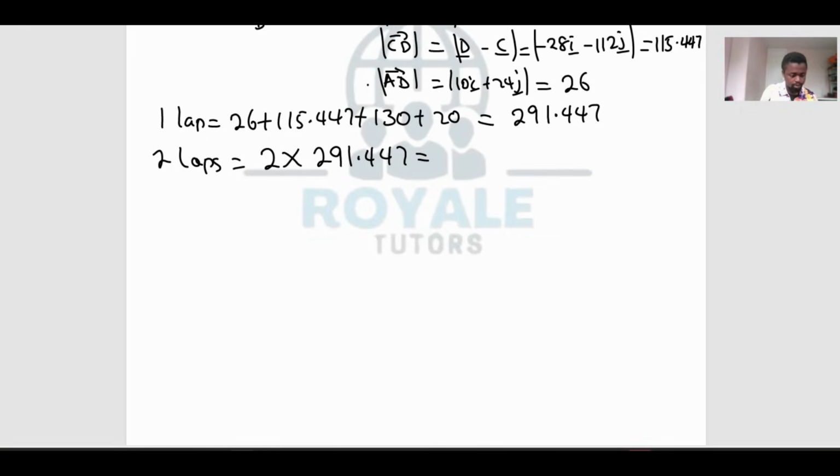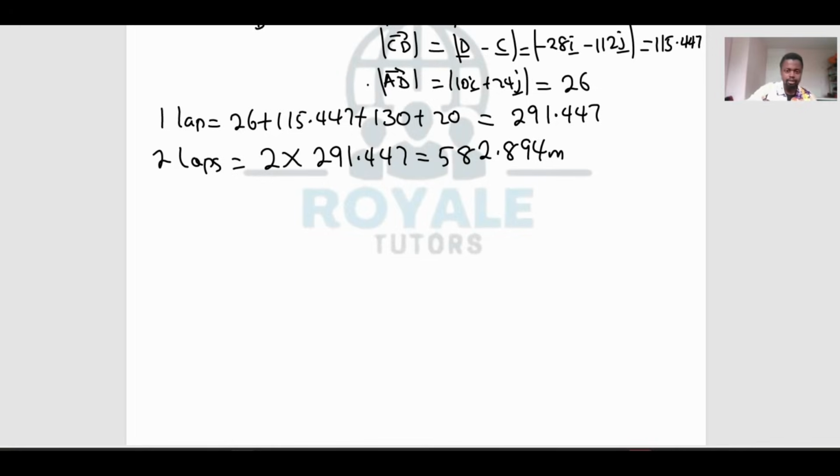So now for 2 laps, it's going to be 2 multiplied by that. So I have the answer multiplied by 2. That's going to give me 582.894. So this is the total distance to cover if you are going to run 2 laps.